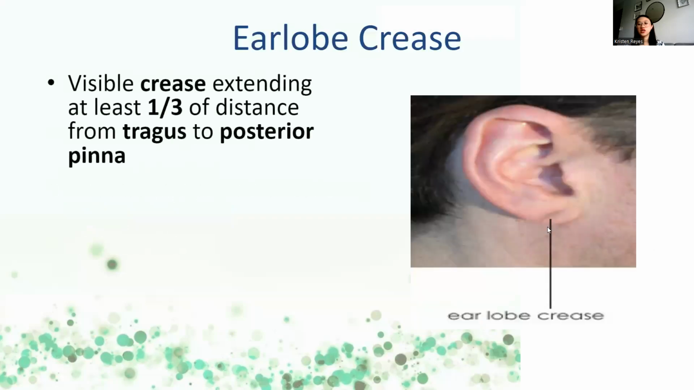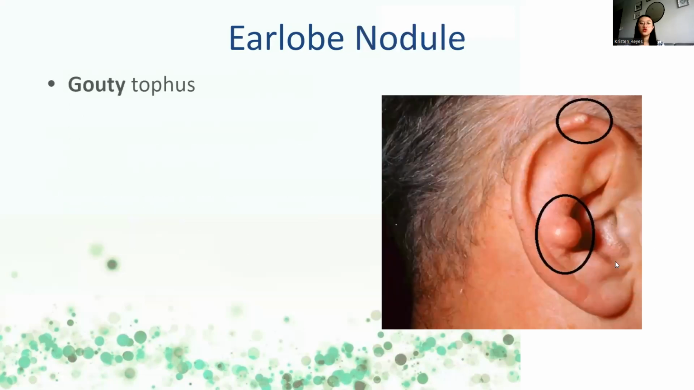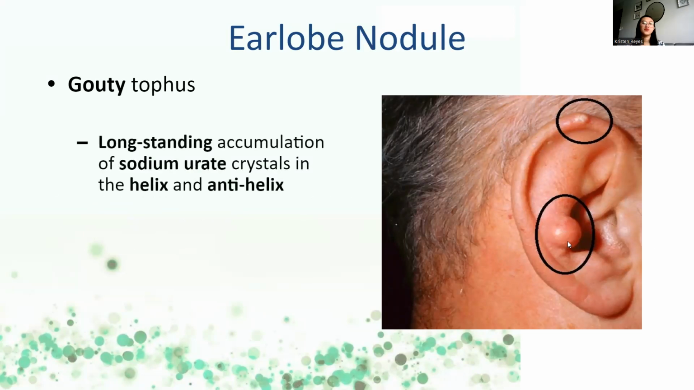So this is an earlobe crease, a visible crease extending at least 1/3 of the distance from the pterygos to the posterior pinna. This is associated with possible coronary heart disease. Earlobe nodules: these are hard masses located in the helix or antihelix. These are actually due to gout, no? Gouty tophus ang tawag dyan.